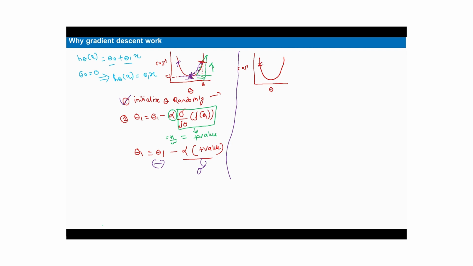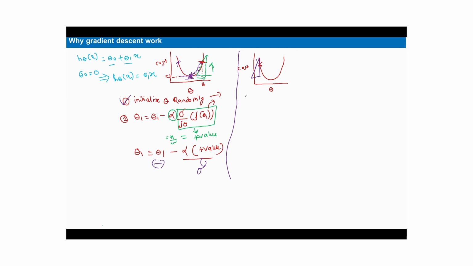Then in the second step, in the same way, we will do theta 1 equals theta 1 minus alpha into the derivative of the cost function. So what this term actually does is try to find the slope of the tangent to this function.